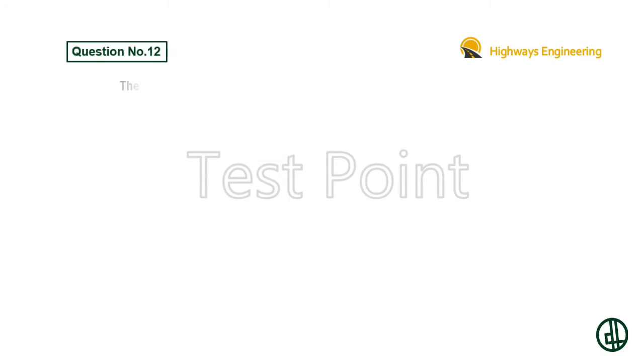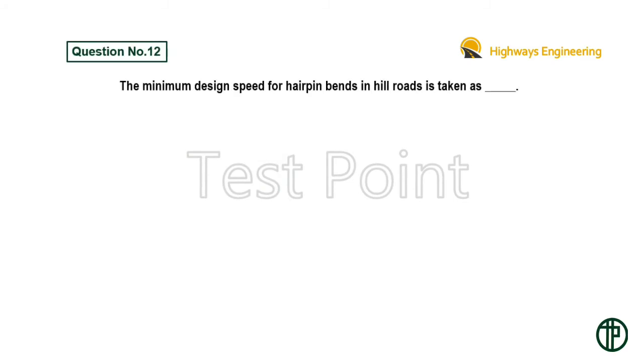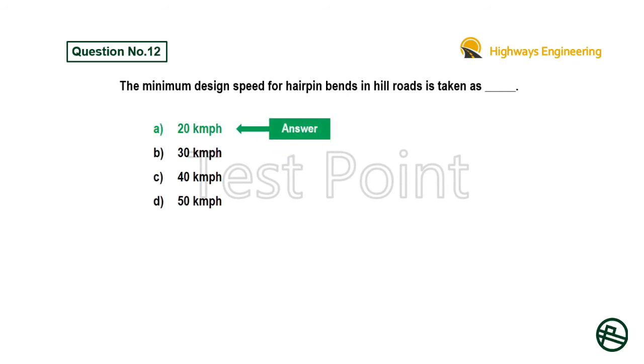Question number 12. The minimum design speed for hairpin bends in hill roads is taken as. Option A, 20 km per hour. Option B, 30 km per hour. Option C, 40 km per hour. Option D, 50 km per hour. Answer is option A, 20 km per hour.